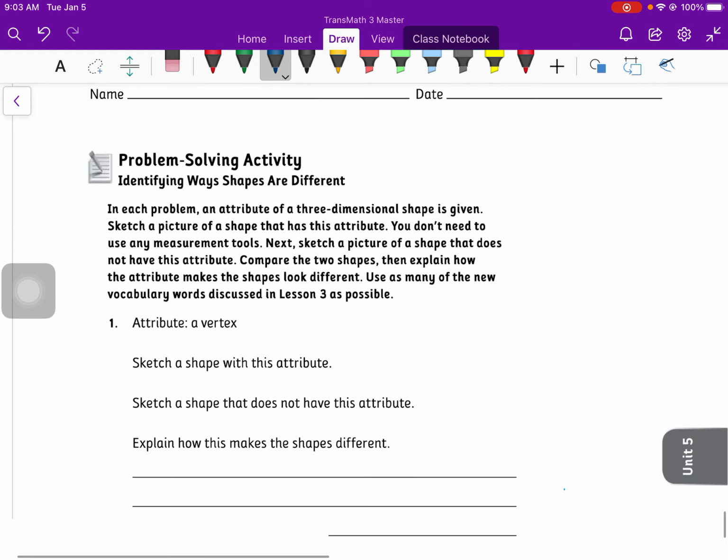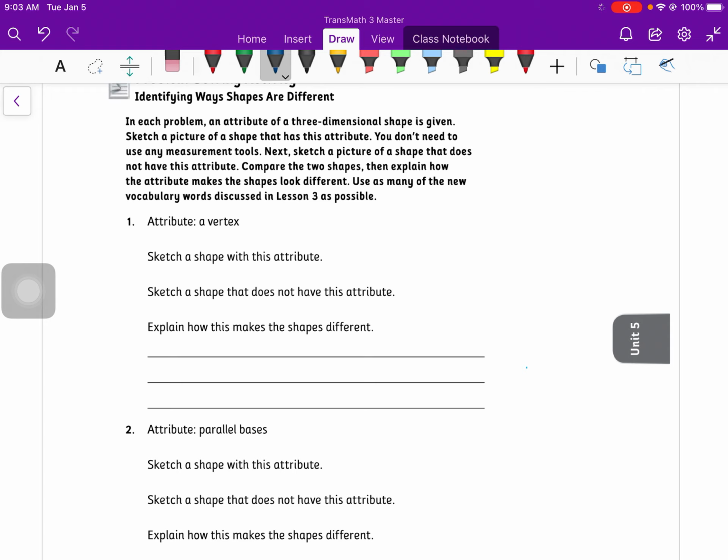For the problem solving part, we're going to do a little bit different than what it says. It says in each problem, an attribute of a three-dimensional shape is given. Sketch a picture of the shape that has that attribute and one that does not have that attribute. Compare the 2 shapes and explain how that attribute makes the shape look different. Use as many of the new vocab terms learned in Lesson 3 as possible.